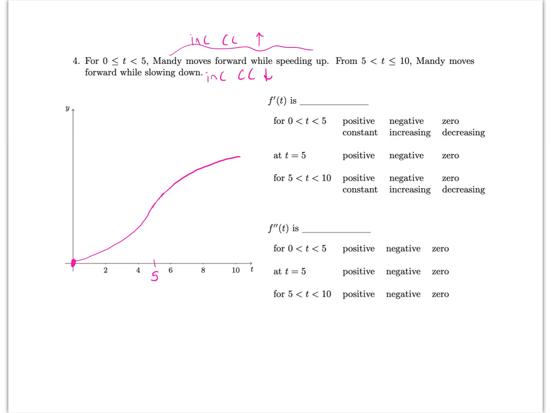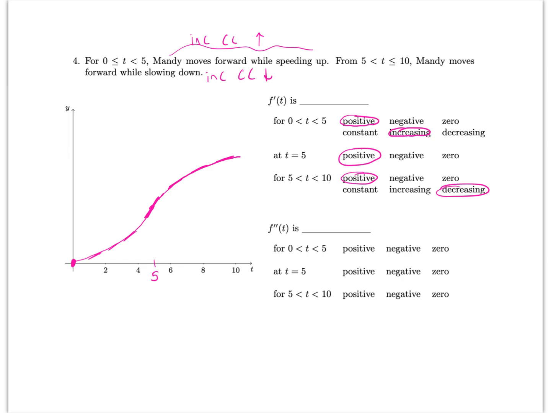So for 0 to 5, f prime is positive. Okay, remember we can figure that out by drawing little tangent lines. Those all have positive slopes. And those slopes are getting more and more steep, which means that f prime is increasing. Okay, and then at t equals 5, my slope is positive. Okay, and then from 5 to 10, the slopes remain positive, but now they are getting less and less steep, which means the values are decreasing.